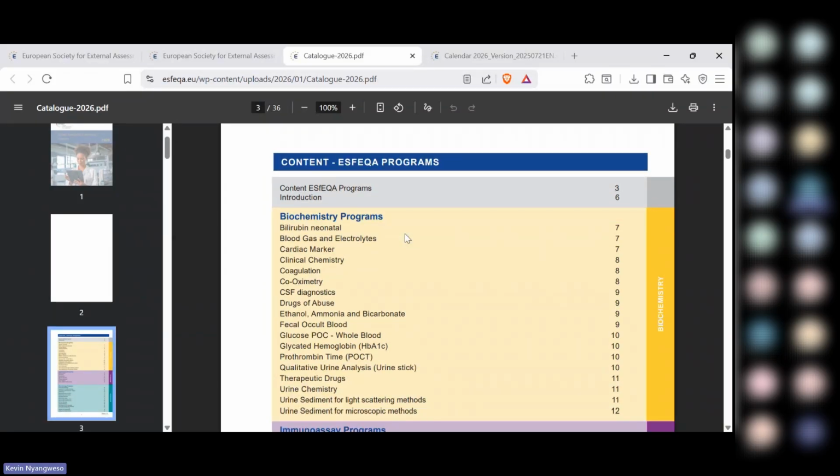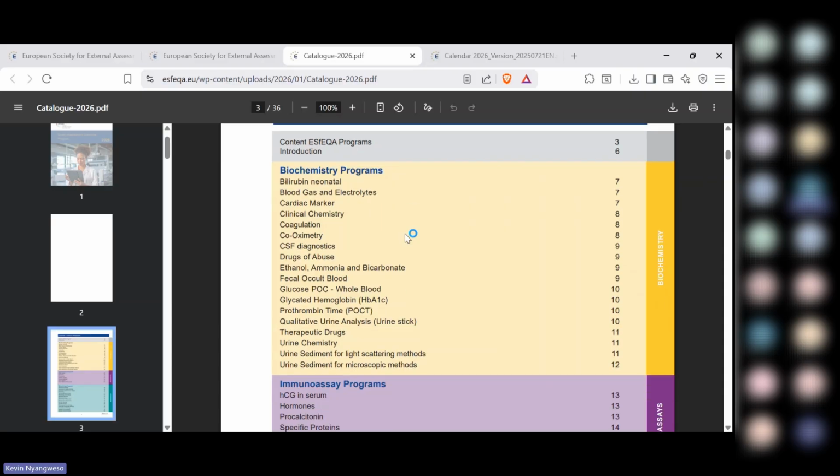In terms of biochemistry, you could be having panels for bilirubin for neonates. We have that. Blood gas and electrolytes: if you're doing an analysis for blood gas and electrolytes, maybe in the ICU or in your routine lab, you can get EQA samples from us. If it's cardiac markers, you're looking at troponin T, troponin I, CKMB, CK, all that line. We have samples for cardiac markers.